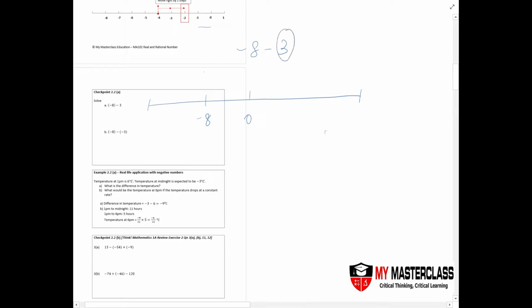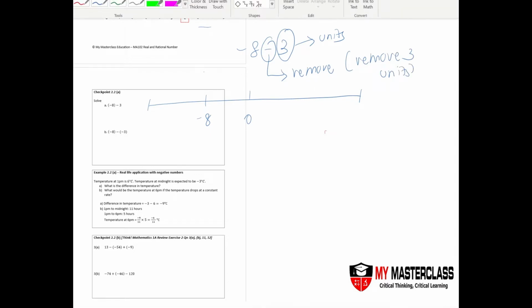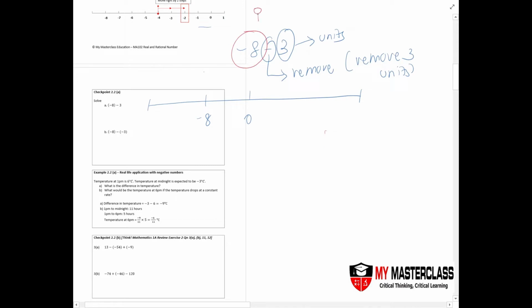Now, 3 indicates units. Am I right? So minus indicates what? It means I want to remove. So I'm trying to tell you I want to remove 3 units. That's what they're trying to say. Where am I? Look at this. This is me. I am located at negative 8. I want to remove 3 units. I want to move backwards by 3 units.